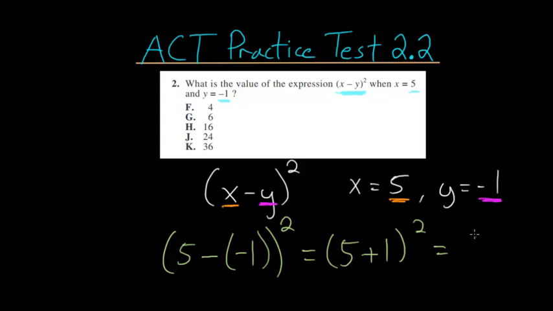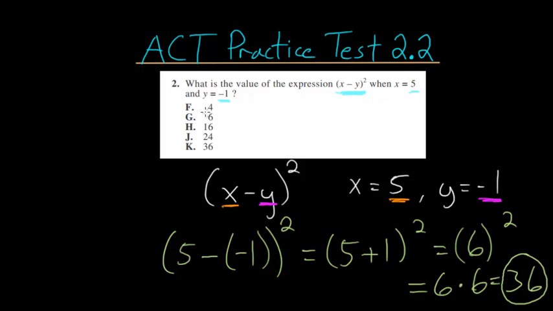And 5 plus 1 is 6, and then we just have to square that. And 6 squared is just 6 times 6, and 6 times 6 is 36. So 36 is our final answer, which is this choice letter K here.